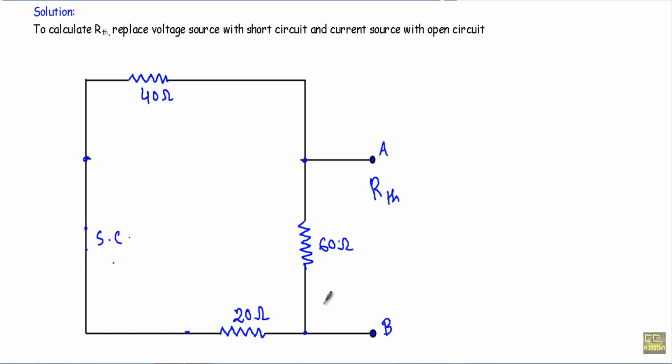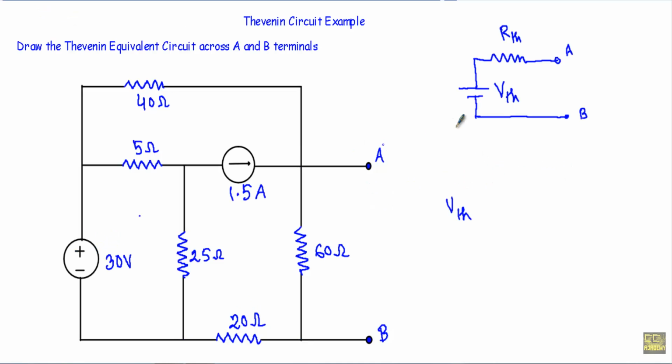Now look at this terminal and this terminal. You will see this 20 ohm and this 40 ohm resistances are connected in series. Therefore our RTH will be this 40 ohm and this 20 ohm giving a value of 60 ohm, and that will be connected in parallel with this 60 ohm. Therefore our RTH will be 60 ohm parallel 60 ohm, which gives us a value of 30 ohm. Here our RTH equals 30 ohm.